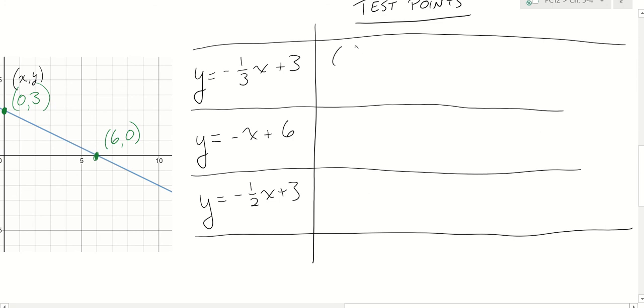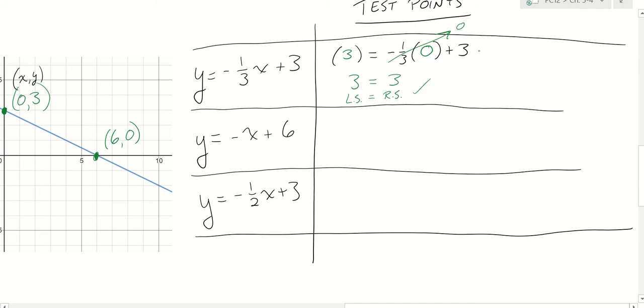So here the equation is y equals negative a third times x plus 3. Now, what is the x value I'm plugging in? I'm plugging in an x value of 0, and the corresponding y value is 3. Now let's take a look at this. 3 is on the left-hand side. Negative 1/3 times 0 is just 0. And then all we're left with is 3 on the right-hand side. Hey, the left side is equal to the right side.